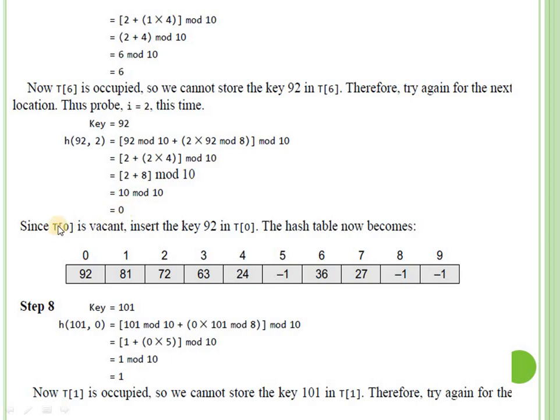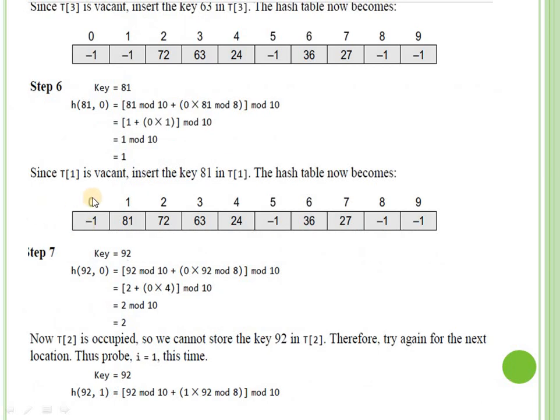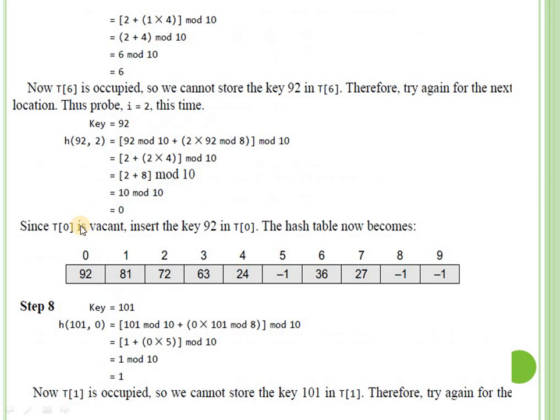So we have to check now whether T[0] is vacant or not. Let's check. Here T[0] is vacant. So we are storing this 92 at location T[0]. Now consider the step i is 1.